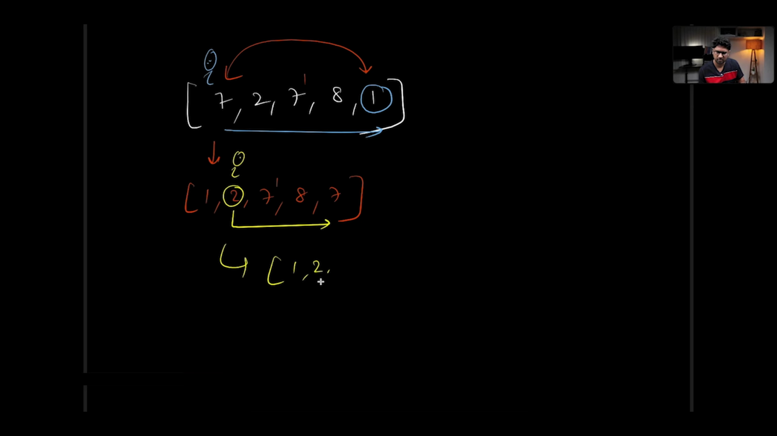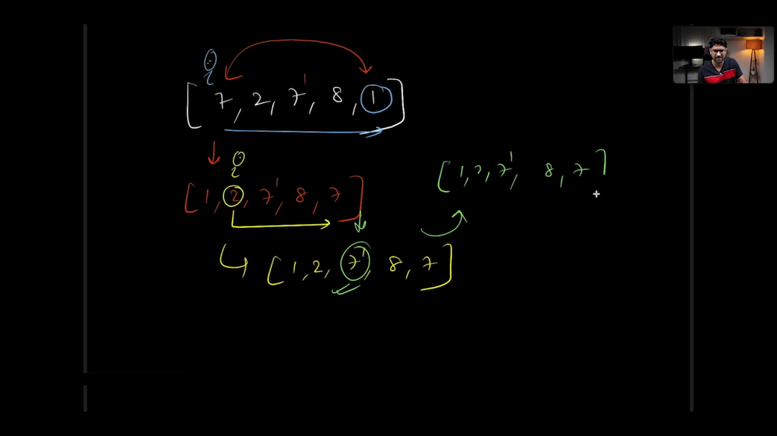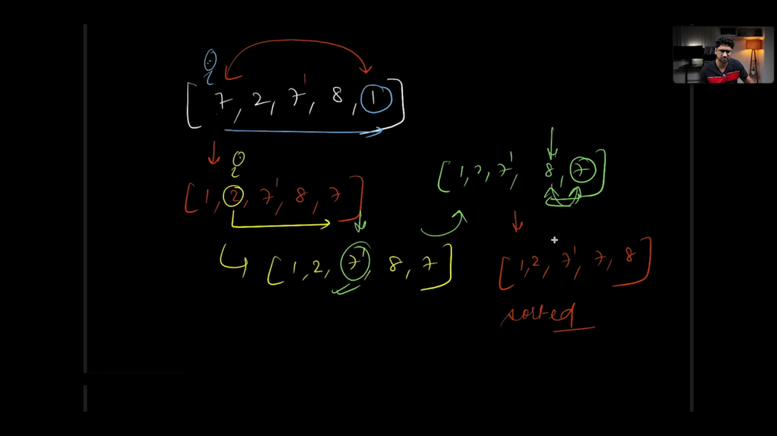So it becomes 1, 2, 7 dash, 8, and 7. Now I am here. 7 dash is the smallest element, nothing happens. I move to the next arrangement: 1, 2, 7 dash, 8, and 7, and I am here. I try to find the smallest element from here to here. This is the smallest element, so I swap these two values. Finally this becomes 1, 2, 7 dash, 7, and 8. Now this is sorted, but the relative position has been disturbed. 7 was before 7 dash, but now 7 dash is before 7.